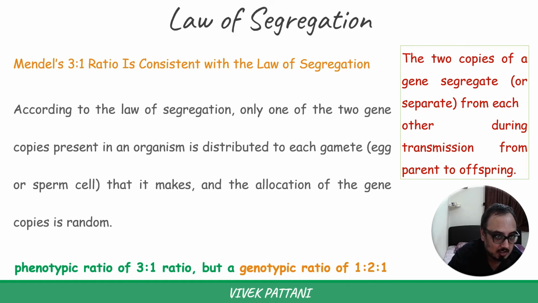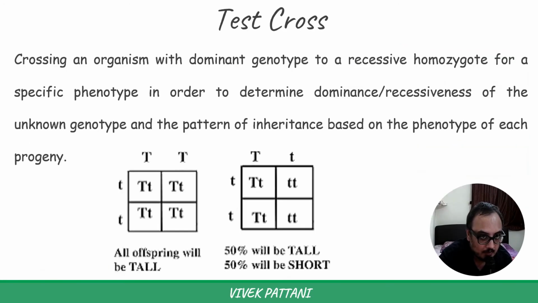Mendel's 3:1 ratio is consistent also with the law of segregation. According to the law of segregation, one of the two gene copies present in an organism is distributed to each gamete. It makes the allocation of gene copies random, giving rise again to a phenotypic ratio of 3:1, but a genotypic ratio of 1:2:1. Now repeating again, the two copies of the gene segregate from each other during the transmission from parent to offspring.